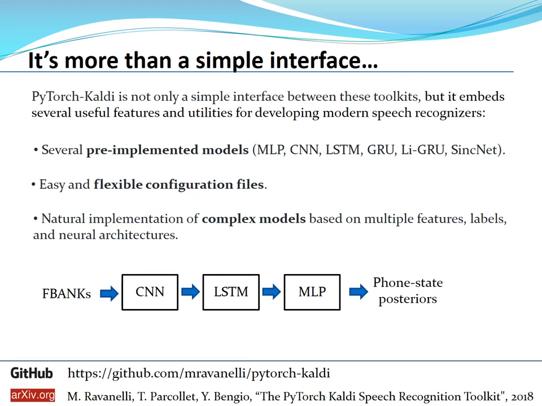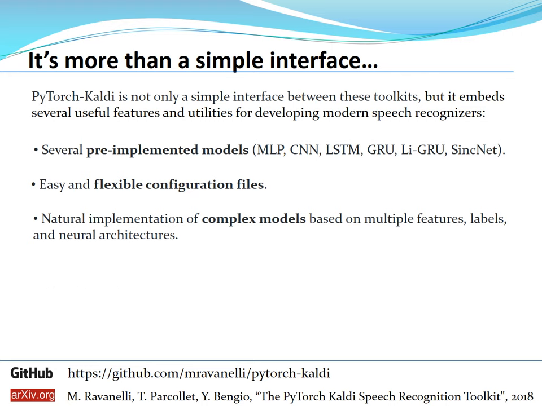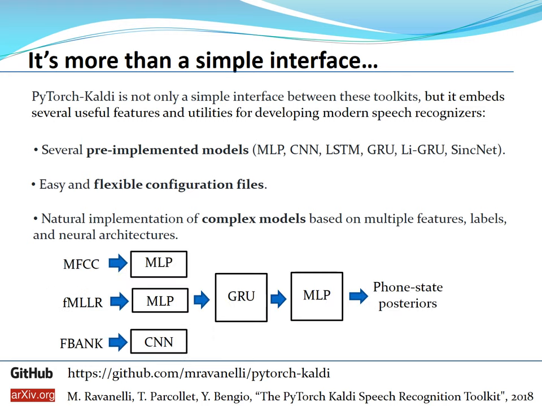This is an example, but we can even employ much more complex systems like this, where we have three different input features, we process all the features with independent neural networks, then we employ a recurrent neural network based on GRU, and then we have the MLP. So this is just an example that shows you that you are able to employ systems characterized by the presence of multiple features, multiple labels, and multiple neural networks together.